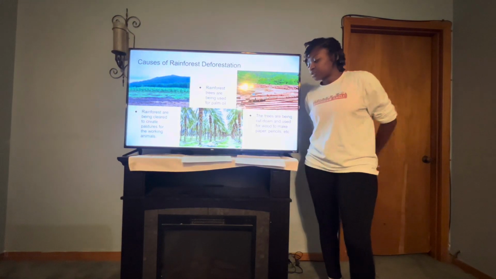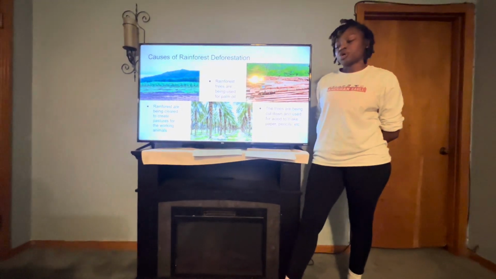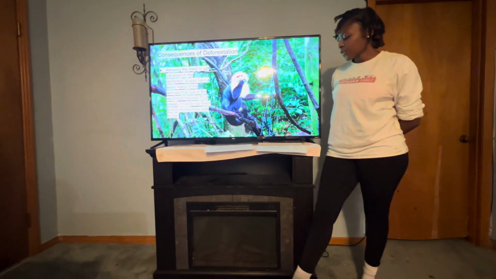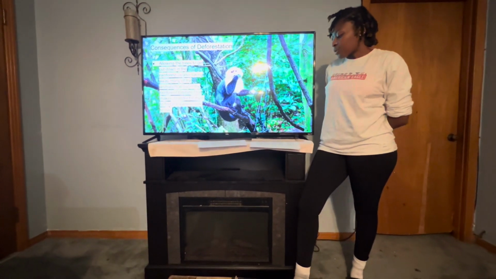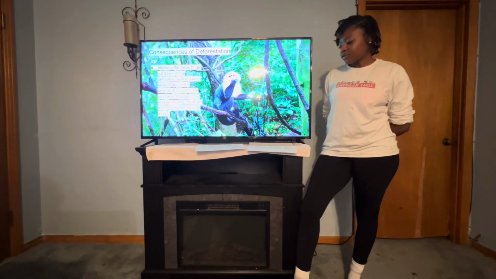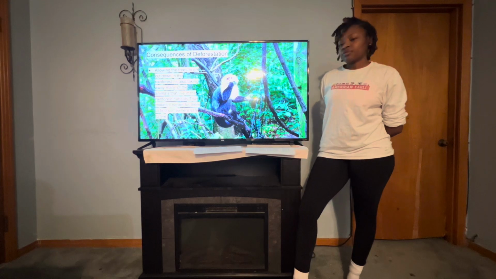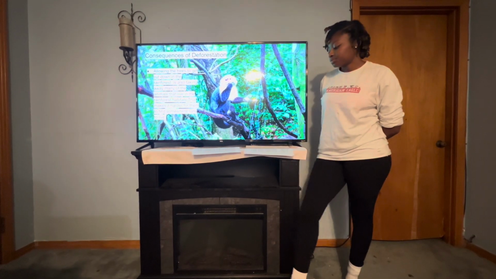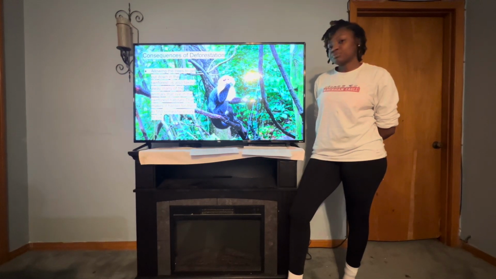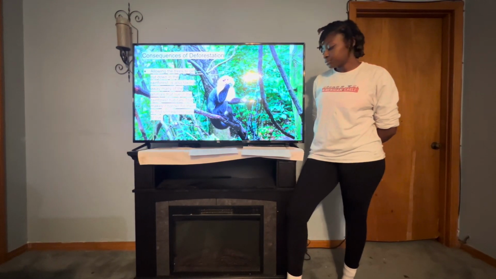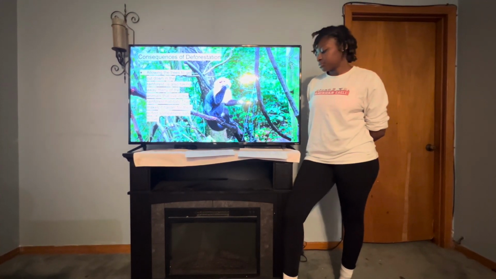Now that we've explored the causes, let's turn our attention to the consequences of rainforest deforestation. One of the most alarming effects is the loss of biodiversity. Rainforests are home to more than half of the world's plant and animal species, many of which are not found anywhere else in the world. As deforestation continues, we risk losing countless species before they are even discovered, disrupting ecosystems and diminishing genetic diversity.